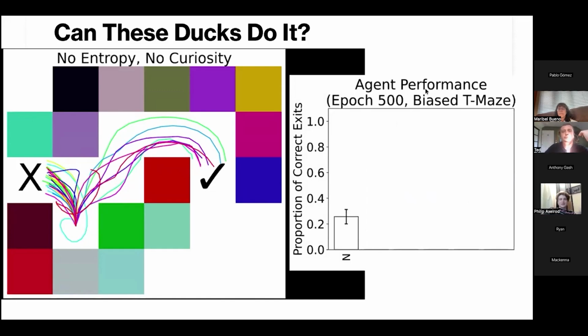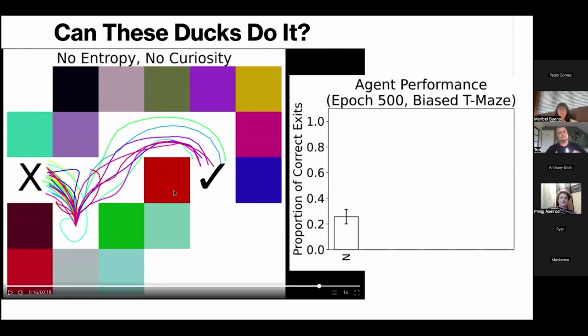And this is how I'm gauging agents' performance. So this is a biased T maze because it's a T maze. It's a maze which is just the letter T, left or right. It's a biased T maze because the exit on the right is farther away and there's an obstacle in the way.